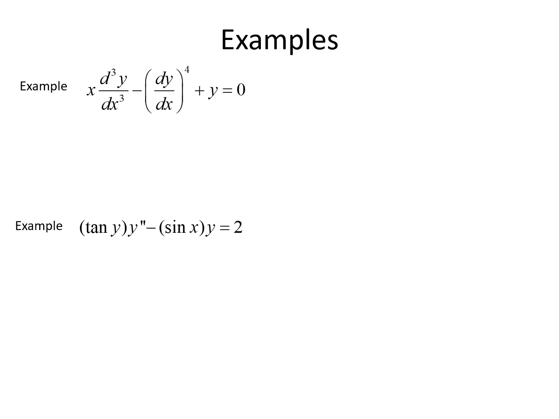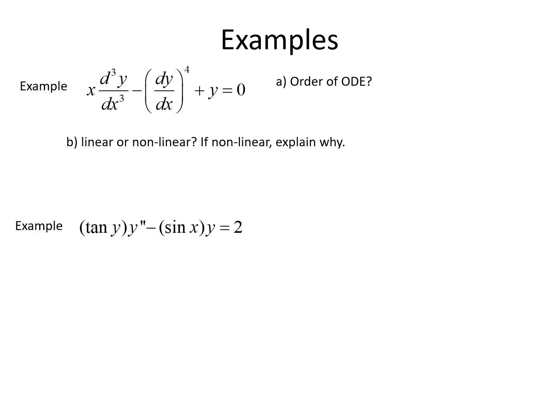All right, so let's work through some examples where we want to determine what the linearity is and what the order is of the equation. So for our first example, we have x times the third derivative of y with respect to x minus (dy/dx) to the fourth power plus y is equal to 0. So we want to find out what is the order of the ODE, and is it linear or nonlinear? And if it's nonlinear, we want to explain why.